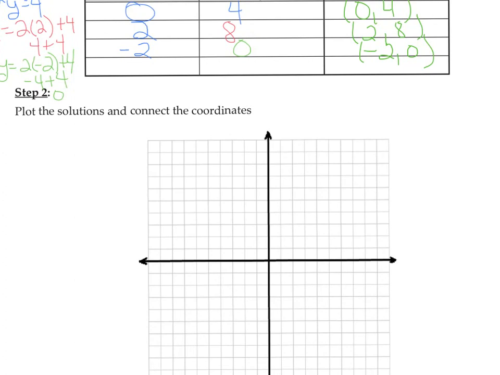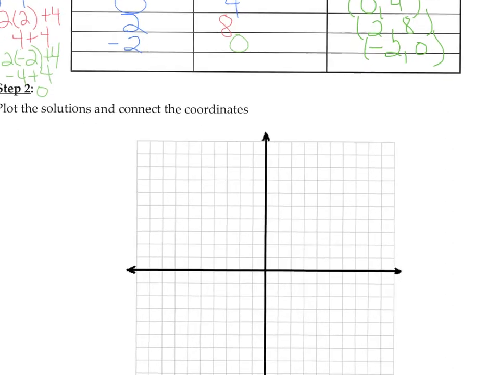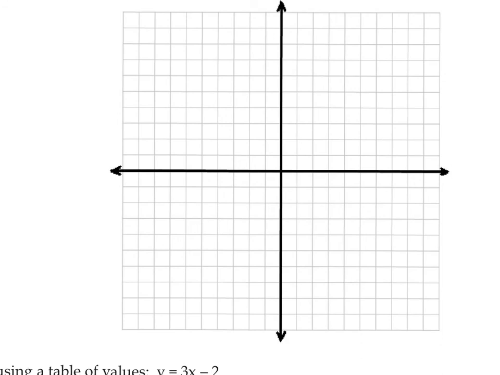So we're going to look at the graph here. Let's see if I can zoom in on the graph. All right, the first ordered pair on our chart was 0, 4. So 0 and then up 4. That's going to put it right about here. That's 0, 4 right there. The second ordered pair was 2, 8. So to the right 2 and up 8. It's going to put it right there.